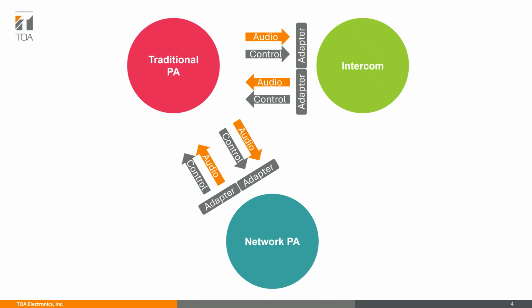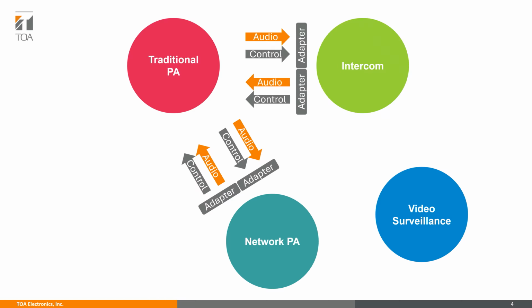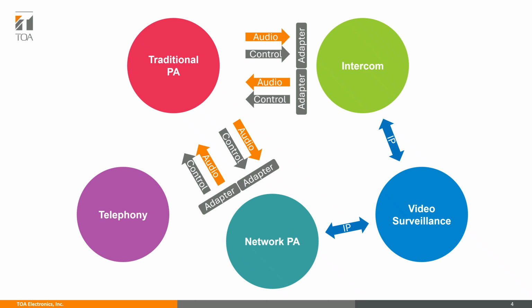But maybe in our installation, we also have video surveillance. The video surveillance system can often communicate with the networked PA directly over IP as well. And sometimes they also integrate intercom stations to accompany video cameras, which leads us to something else that a lot of installations have: telephone systems. The telephone system can communicate with the networked PA to make an announcement, or with the intercom system, or maybe it has to communicate with the traditional PA. And then everything gets really complicated.